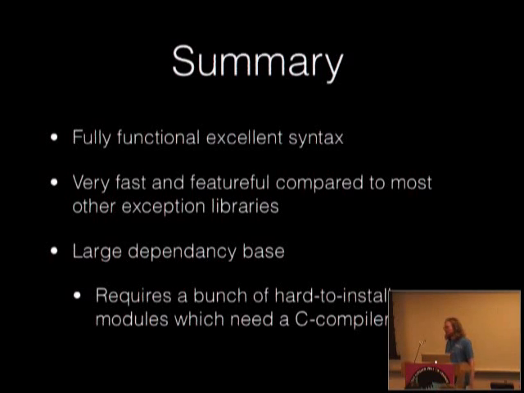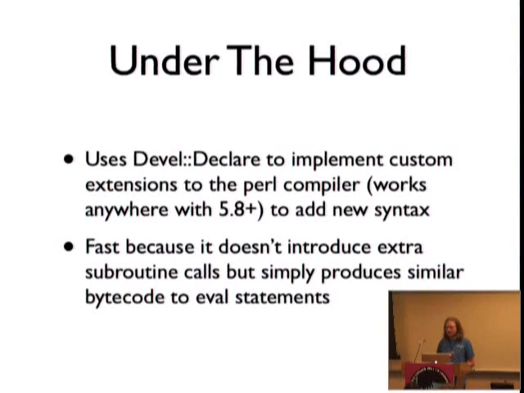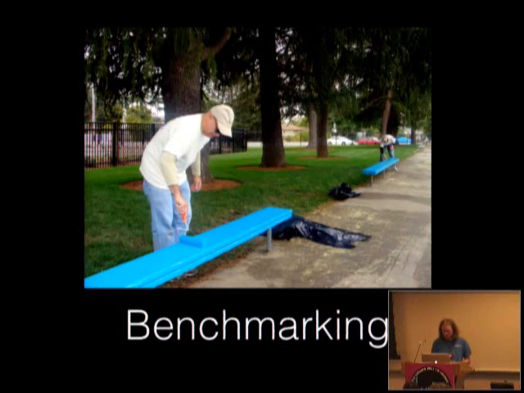But to do that, it drags in an incredible number of dependencies, not to mention Moose and Devel::Declare, which will manipulate your source code. In fact, if we look under the hood, it uses Devel::Declare to implement custom extensions to the Perl compiler to add new syntax, which is a scary way of saying it does scary things. But it's fast. It is much, much faster than Try::Tiny because it doesn't have those subroutine overheads. It produces bytecode which looks pretty much like eval code. Let's look at some benchmarks.